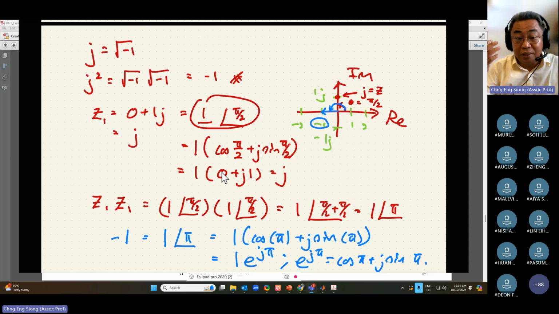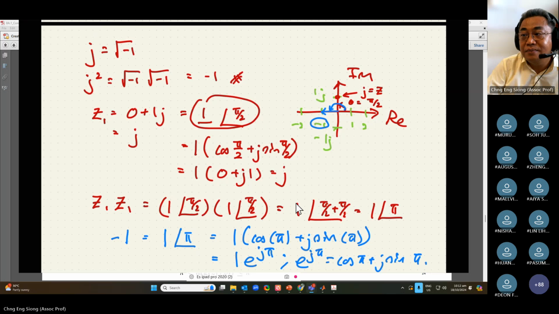So now you realize that we're writing numbers in so many different forms, and that is why it's confusing. But the different forms allow us to do the operations more easily. Okay? All right, so I diverge.